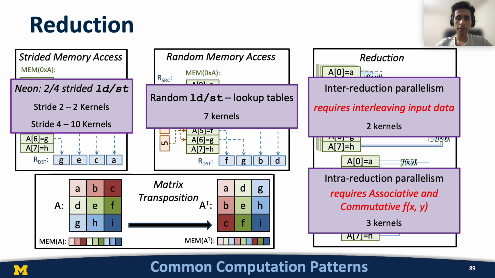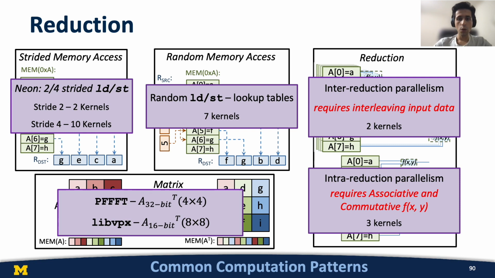Finally, we observe that matrix transposition is frequently used in data parallel mobile applications. Swan contains 4x4 and 8x8 matrix transposition primitives as a part of the PFFFT and libdpx libraries. Using these 2 primitives, one can transpose any arbitrary size matrices. Long-strided memory accesses could significantly simplify these matrix transposition primitives.